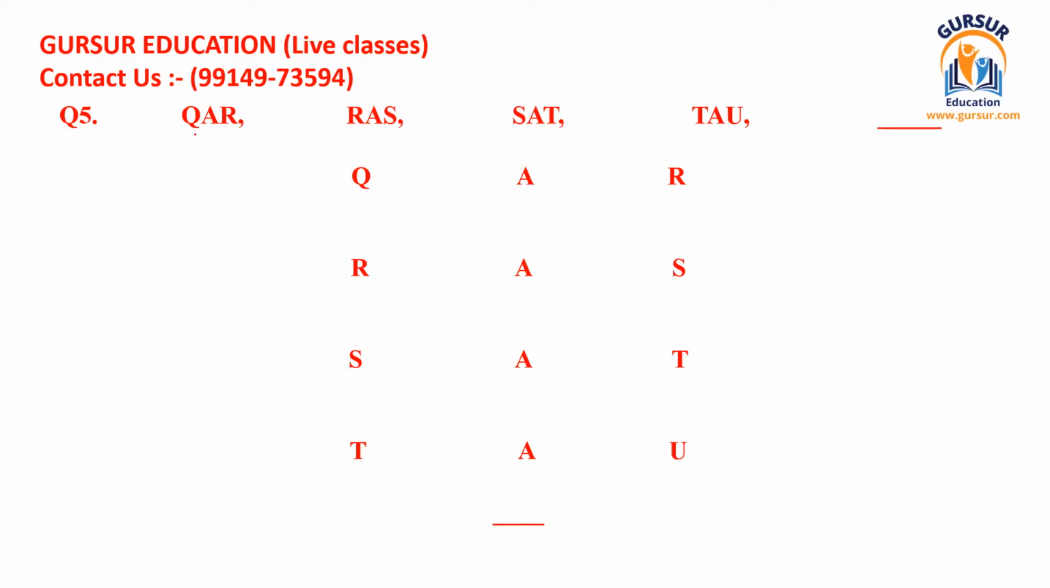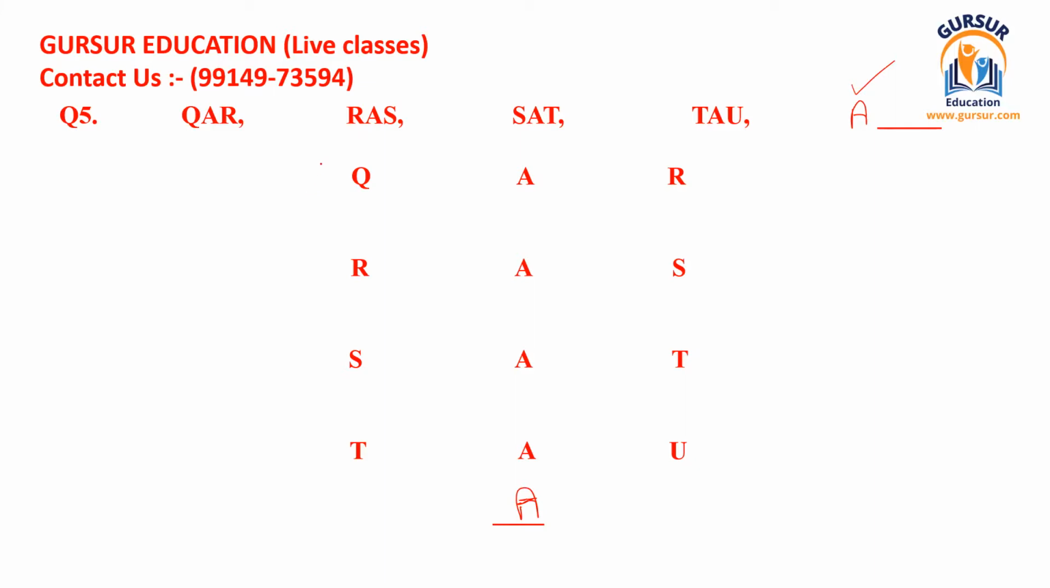This series has been given like the first element is QAR, then RAS, then SAT, then TAU, then a blank value. We have to find what shall come at this place. By merely looking at the series, you can get to know that the second element is the same in all the combinations, and that is A. That means the second element of the resultant figure shall be A. You can write here A. So that should be the middle of all the three elements.